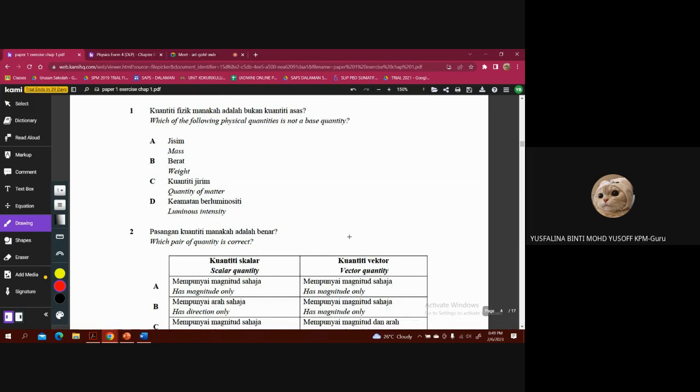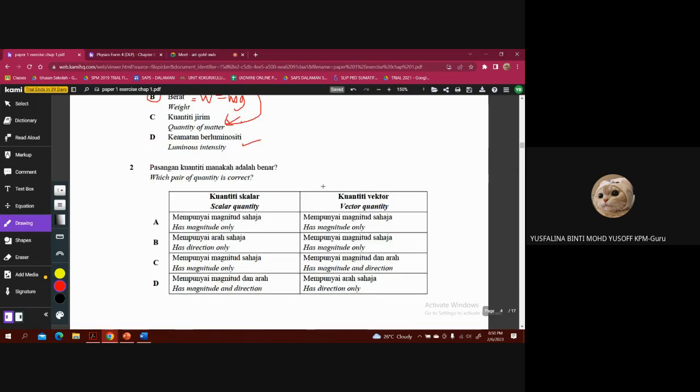Okay, which of the following physical quantities is not a base quantity? We remember 7 of them, right? So this is the candela. This is quantity of matter, and this is mass, the meaning of mass. So the answer is B. Weight is not a base quantity. Weight is a derived quantity, by using the formula W equals mg. Mass is the same as this one. They are just giving you the name of it, the meaning of the mass.